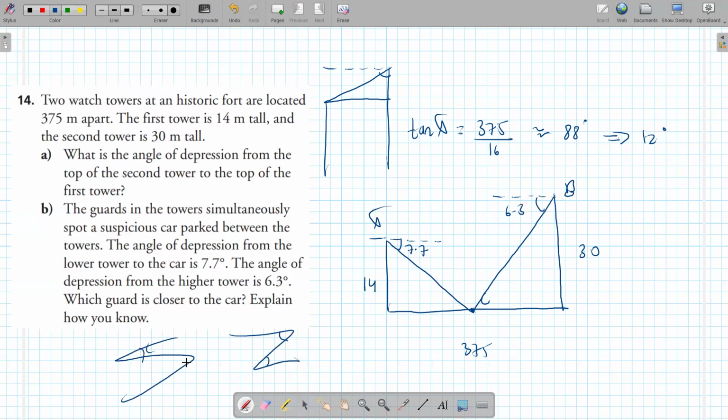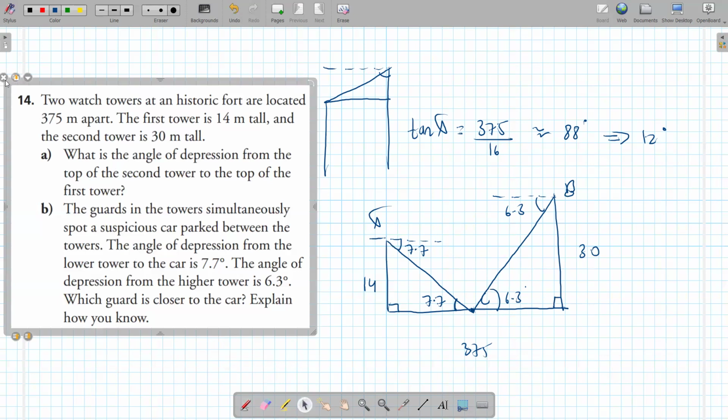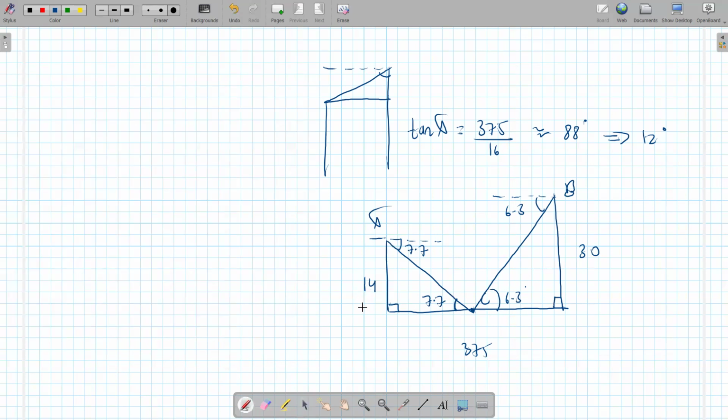This angle will be equal to this. So the 7.7 is going to drop down here. That 6.3 is going to drop down here. These are the angles. We know the opposite. We are looking for the hypotenuse. So the opposite and hypotenuse, they're both going to be sine problems, right? It's sine because we know the opposite. We're looking for the hypotenuse.